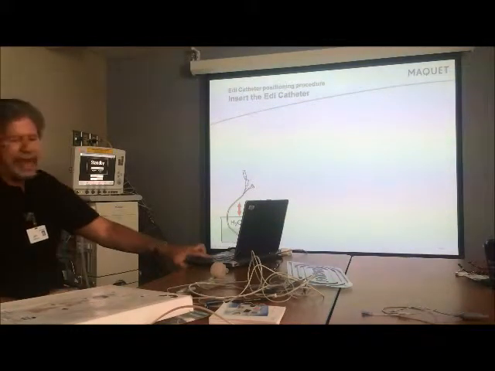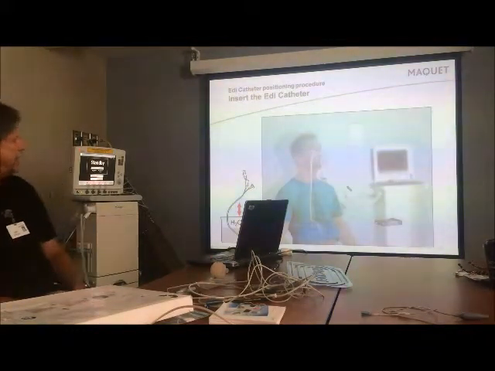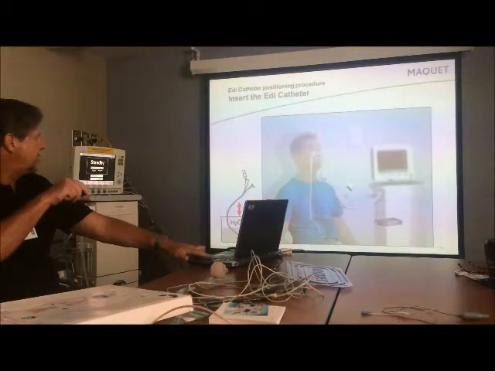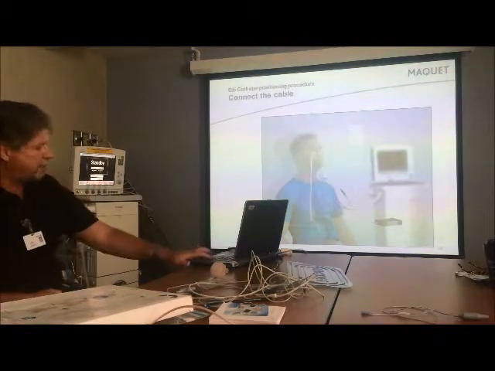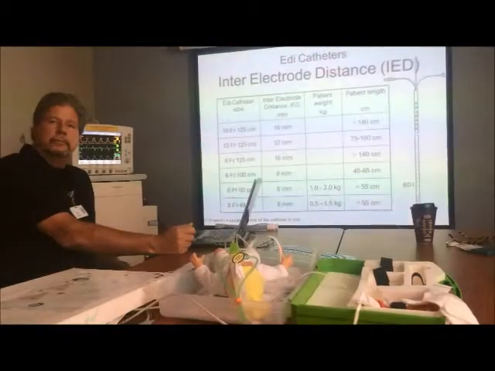So we wet the catheter, but it's already wet because we put the saline or water in the box, and then put the catheter in the patient, and then hook the end of the catheter to the cable, and from there we determine whether we're in the right position.